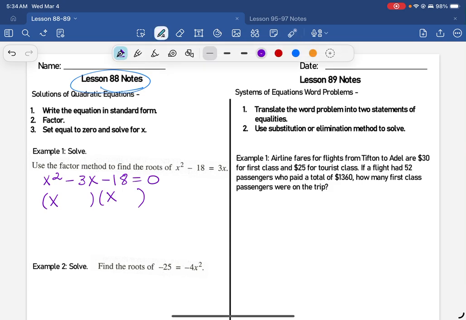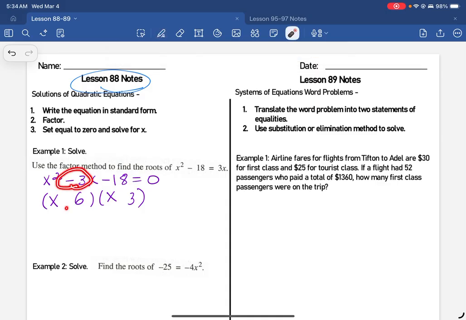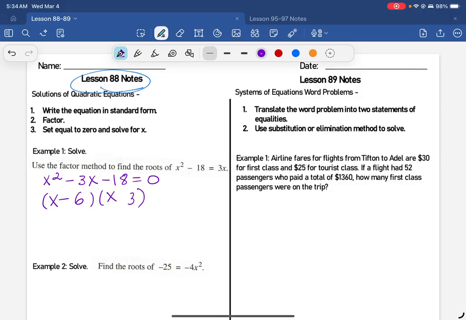And immediately I'm thinking of 6 times 3, because that's 18. But because I need a negative 3, I'm going to make the 6 negative. So I can get a negative 3 when added together, and a negative 18 when multiplied.